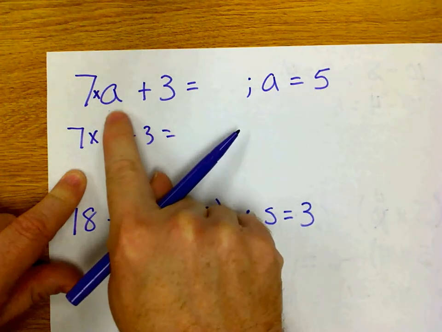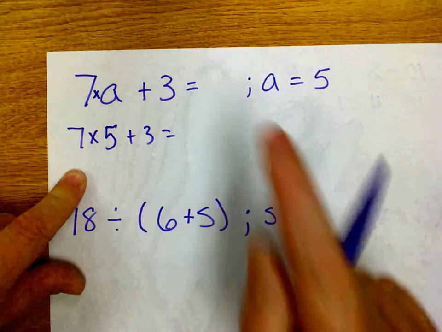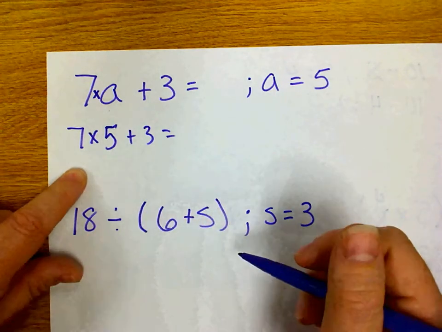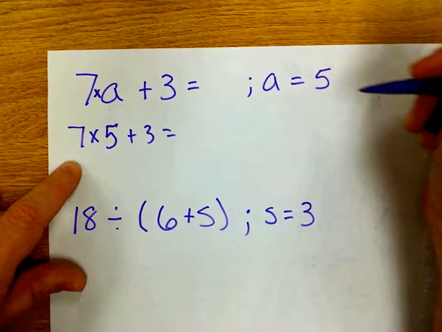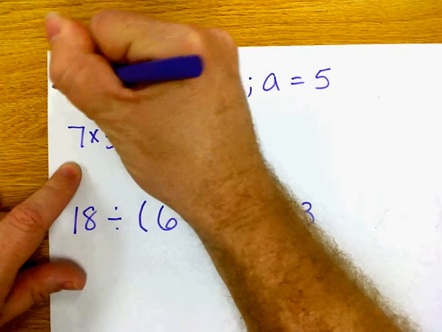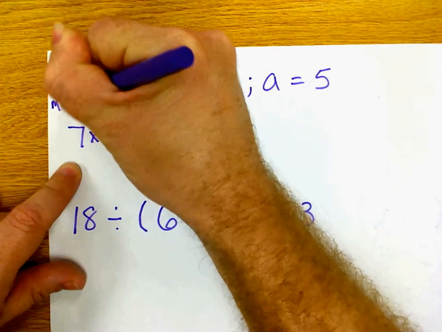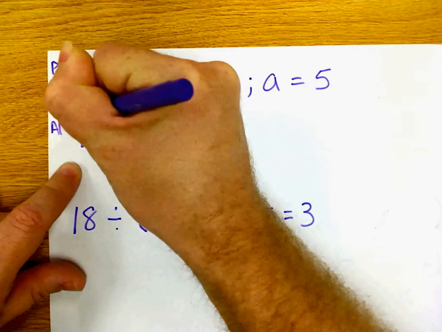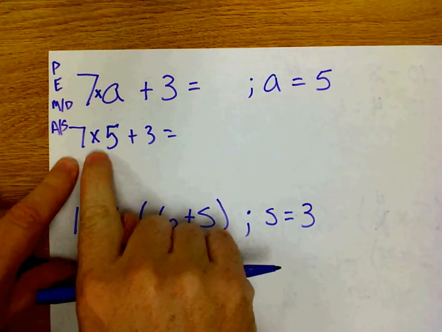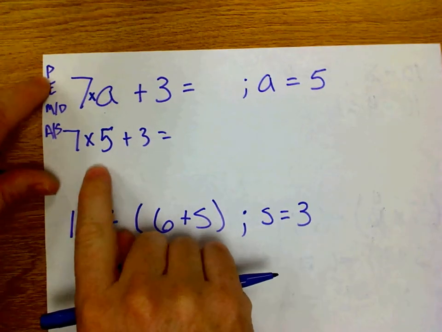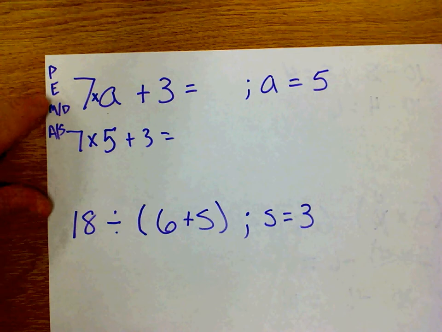7 times 5 plus 3. Now I have to do order of operations. Okay, please excuse my dear Aunt Sally. I've got to do multiplication. Do I have any parentheses? No. Do I have any exponents? No. I do have multiplication right there, left to right.